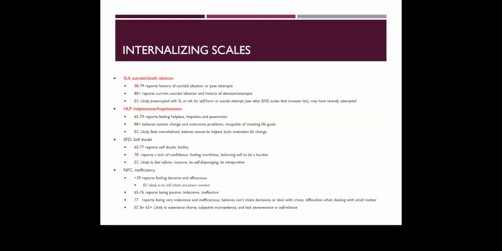So again, critical items on this particular set, the only one that can be interpreted high versus low is inefficiency. So someone who has a low score reports feeling decisive and efficacious versus those who have a high score. Again, for each one, you're going to see what some of the empirical correlates are and the fact that there are some other scales you should consider to interpret it. The other thing to note about suicidal ideation, it was interpretable at 58 or higher. 58 is endorsing one item. So if they at all say that they ever had any sort of suicidal or death ideation, the scale is going to show as elevated. And because that's critical item content, it's going to encourage you to look. So the demoralization facets are suicidal ideation, helplessness, self-doubt, and inefficiency.